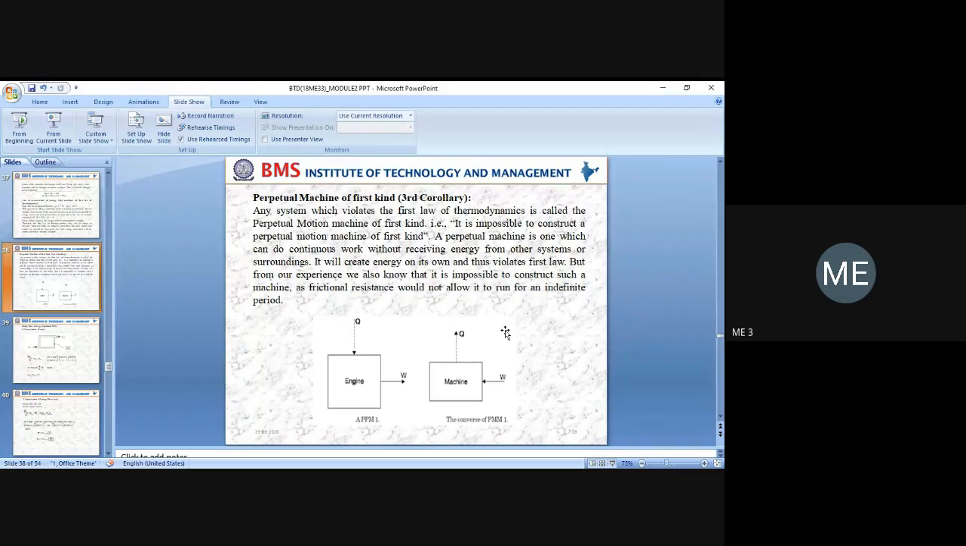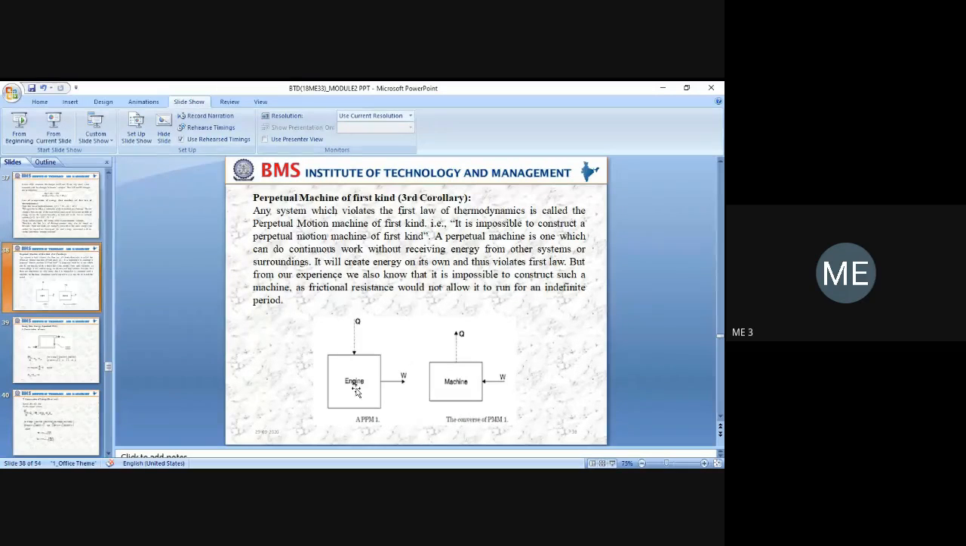Such an imaginary machine is called PMM1. So you have to explain that PMM1 is an imaginary machine. It is not possible to construct a perpetual motion machine of the first kind. In the first case, it is the one in which we can do continuous work without receiving the heat energy from the surroundings to the system. And in the second diagram, it continuously consumes the work without extraction of the heat from the system.